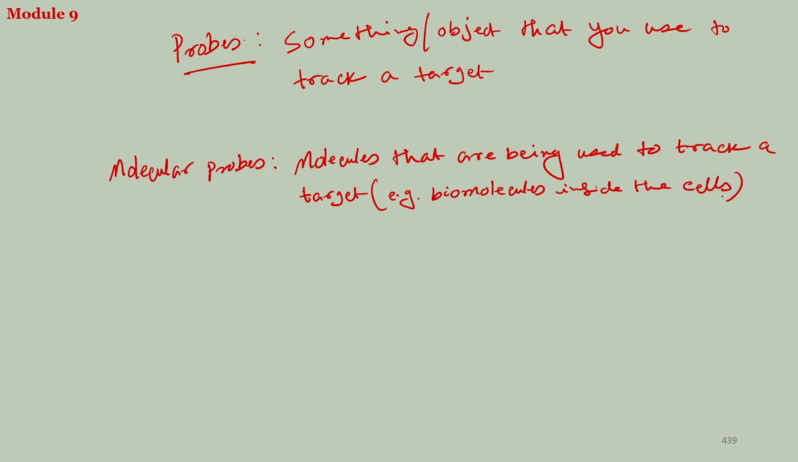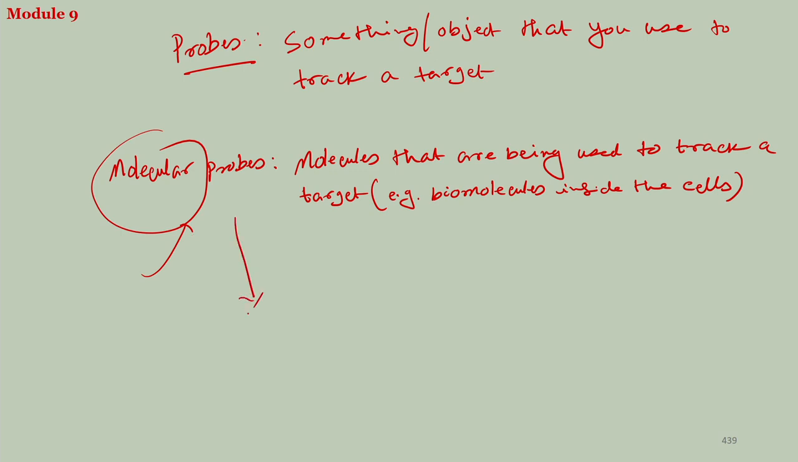So, if you want to study something inside the cell, you need to send a molecule that will go into the cell, be bound to the target that you want to study, and then report back to you. It should give you a signal that I have reached the target and this is what is happening inside. So, those are called the molecular probes.